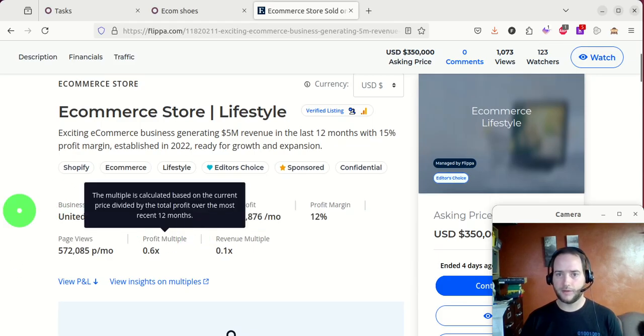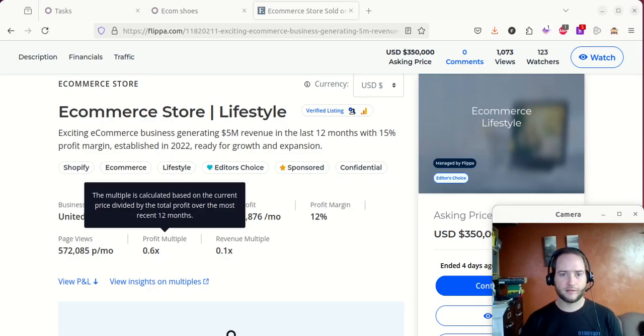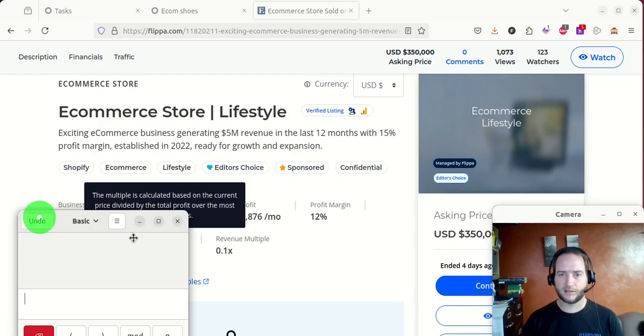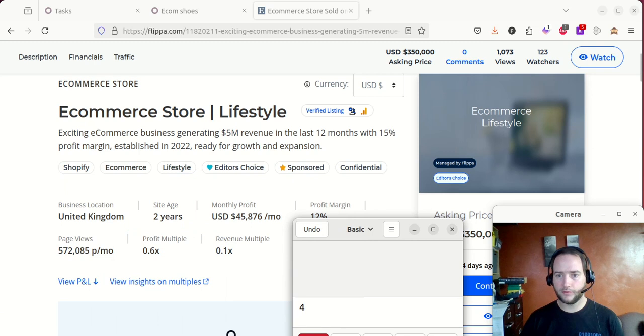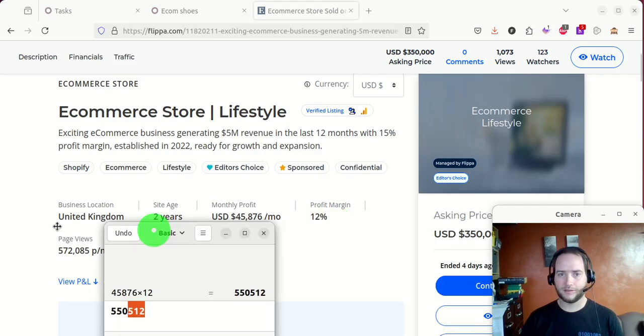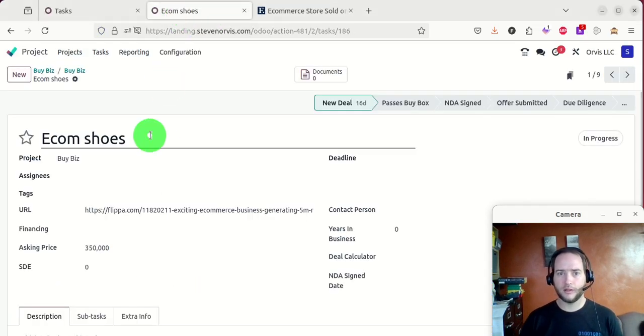And I see 45,000 a month. That seems rather high. Let's real quick do the math calculator on SDE. I see profit multiple of 0.6. This is looking suspicious. Why is it such a low multiple? 45876 times 12 would give you a quite high number. So they are claiming you can get half a million off of this if you multiplied it by 12. That seems way too high. So again, that's a low multiple.